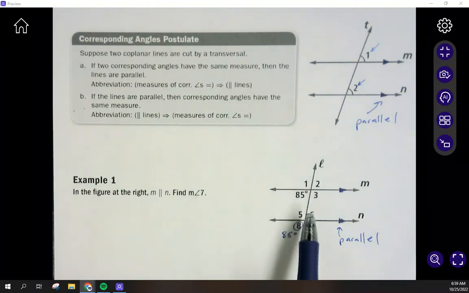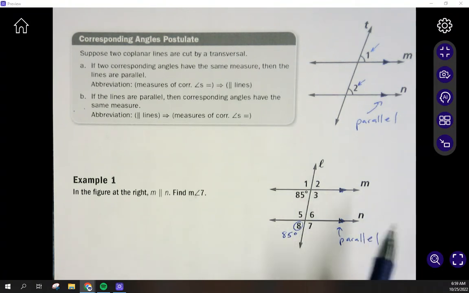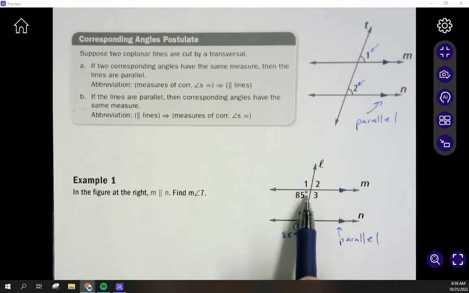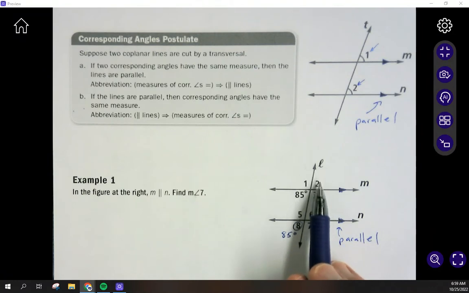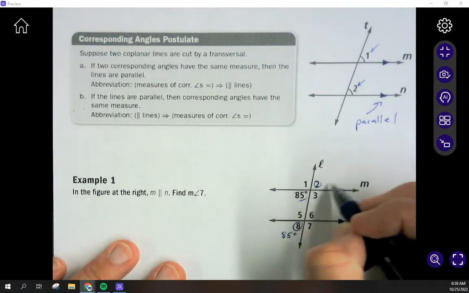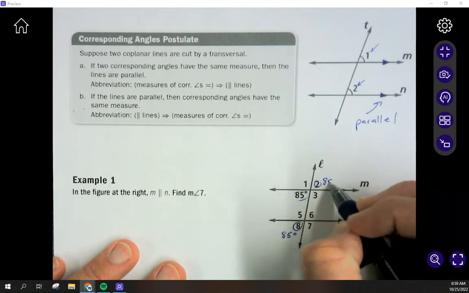So based on our postulate here, we only know about these 2 angles, but based on everything else we know with vertical angles and supplementary angles, we can fill in this entire picture. So we'll get to 7 in a second. But first of all, 85 degrees right here is vertical to this angle 2 up here. These are vertical angles, so those have to be equal. So that's 85 degrees.